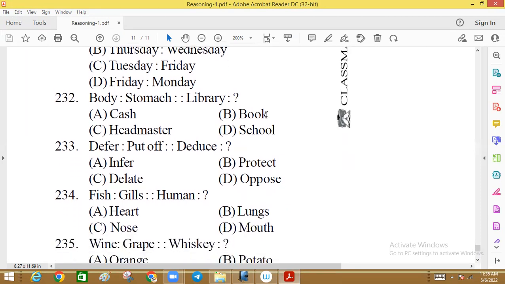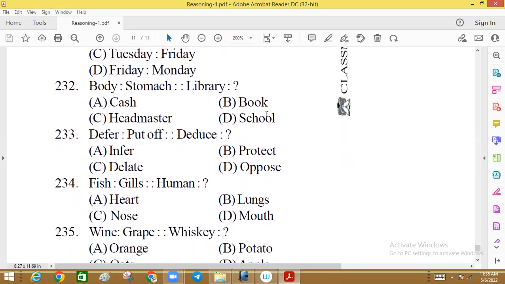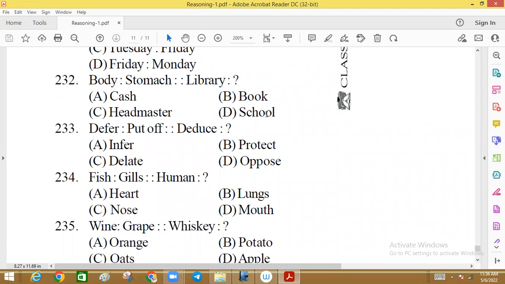Body, stomach, library. So what's the relation between body and stomach? Stomach is a part of your body. In the same way, which one is the part of the library? Book is the part of library.